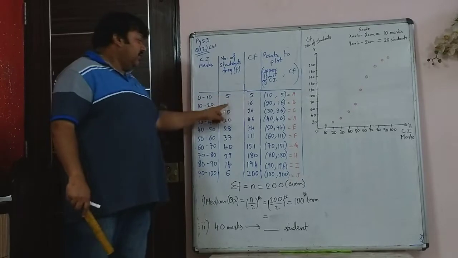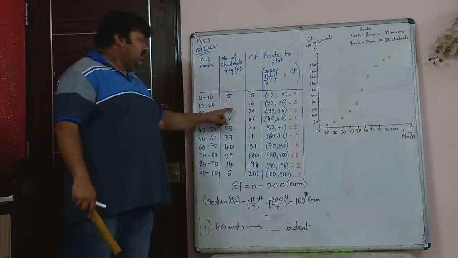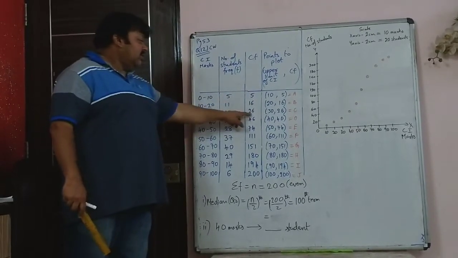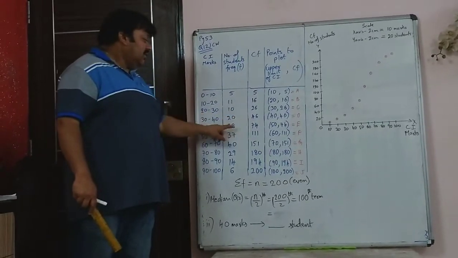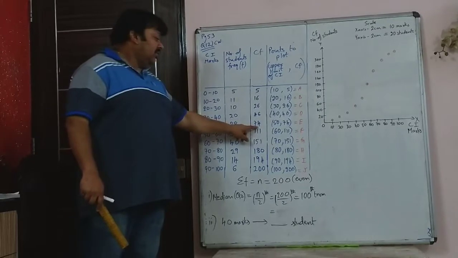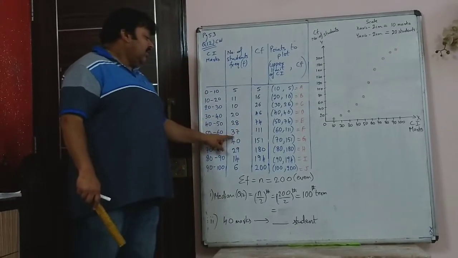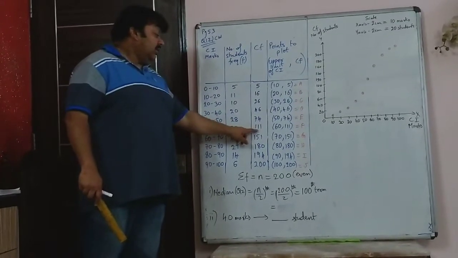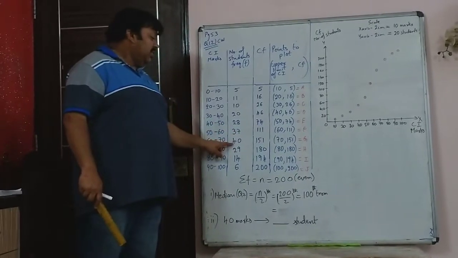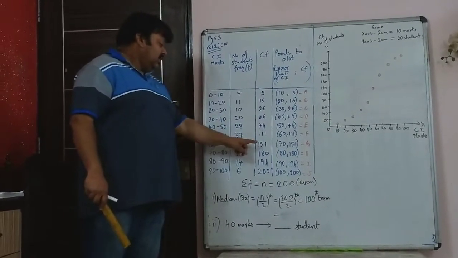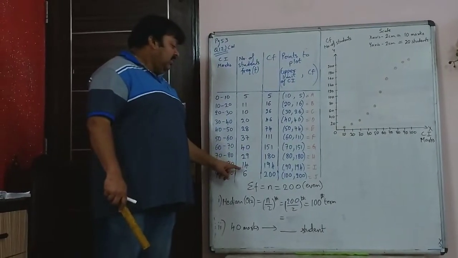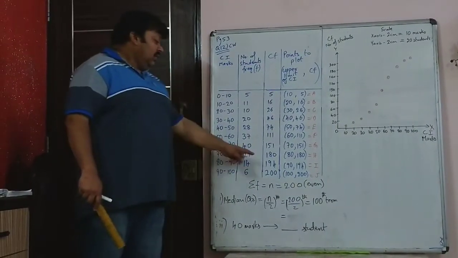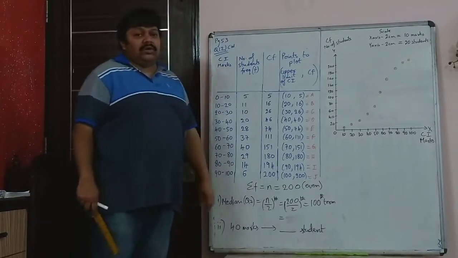So first is 5. 5 plus 11 is 16. 16 plus 10, 26. 26 plus 20, 46. 46 plus 28, 74. 74 plus 37, 111. 111 plus 40, 151. 151 plus 29, 180. 180 plus 14, 194. And 194 plus 6, 200.